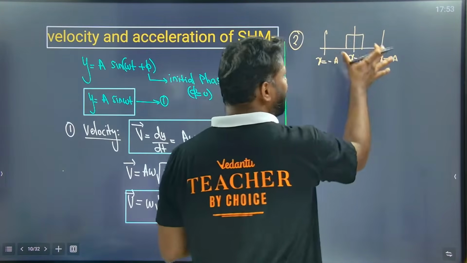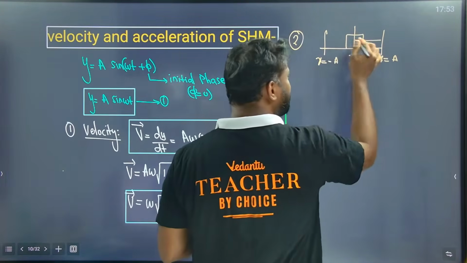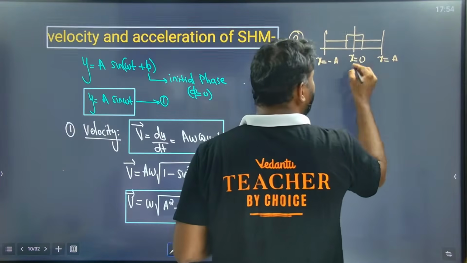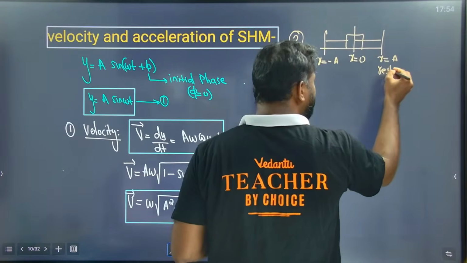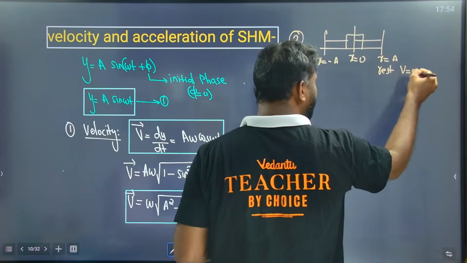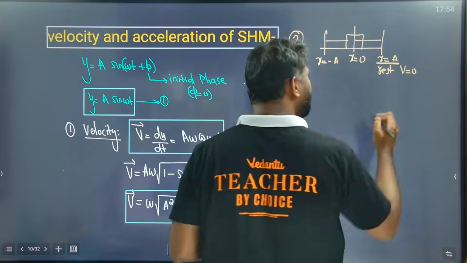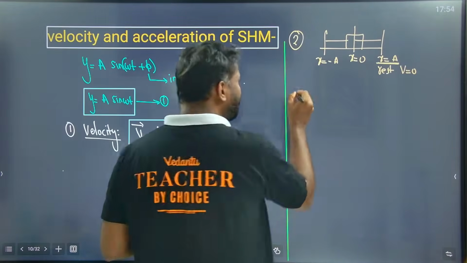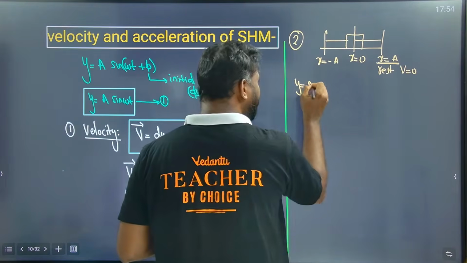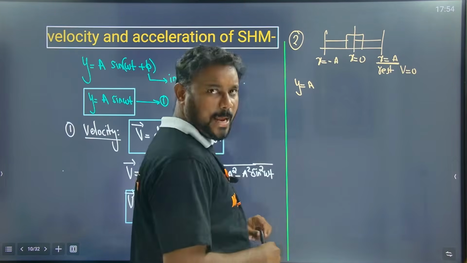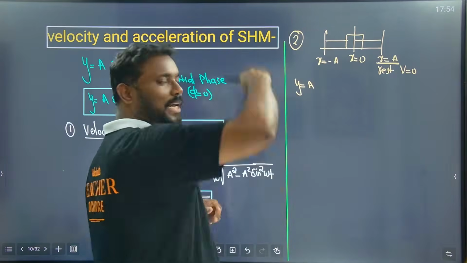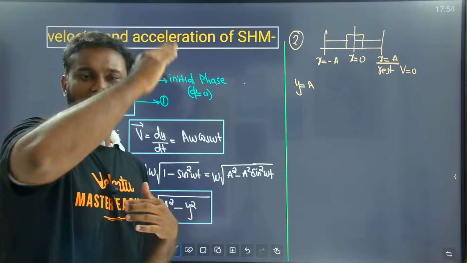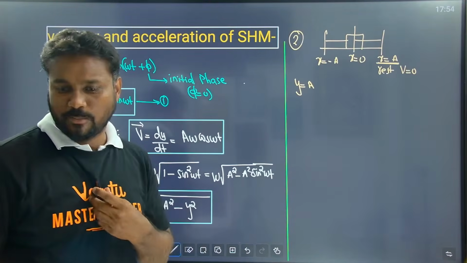Clear? Now this is a positive displacement, and this is a negative displacement. Because it is at rest, what is the velocity? It becomes 0. So when x is equal to a, the velocity is 0. This is the mean position. If you substitute displacement y is equal to a, a particular displacement, y is moving in the upward direction. Just understand, x is the horizontal direction, and y is the vertical direction in which it moves.